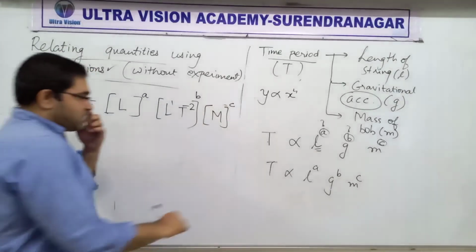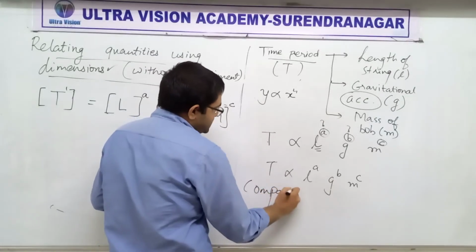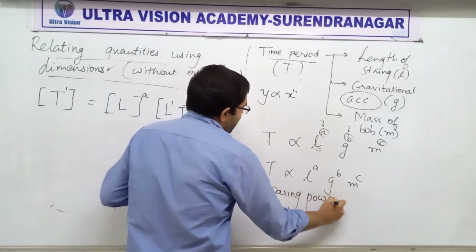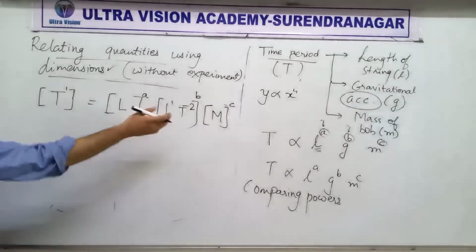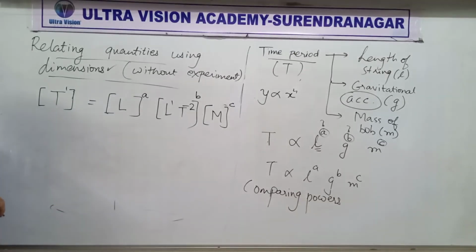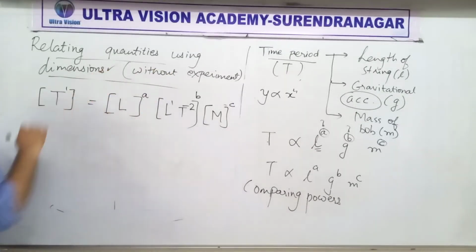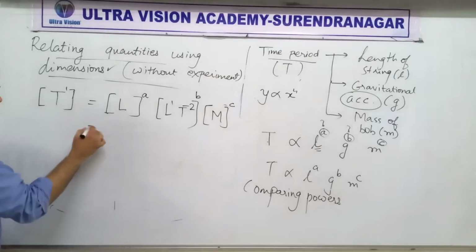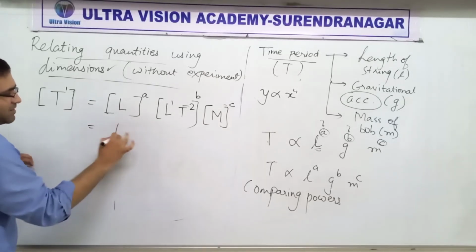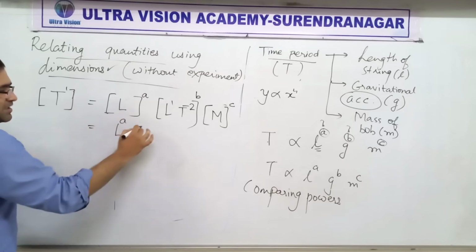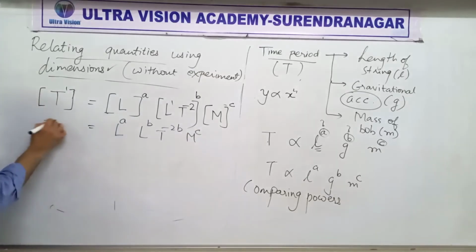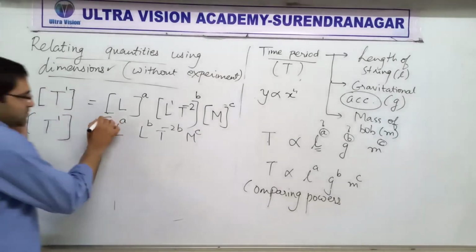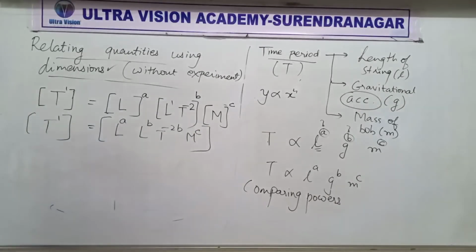Okay, so what have we done? We have compared powers. You can write "comparing powers" if you are writing the sentences in between. Now, what do we get when we compare the powers? Listen carefully. You can simplify this one step. This would become L raised to a, L raised to b, t raised to minus 2b, m raised to c. Is that fine or not?